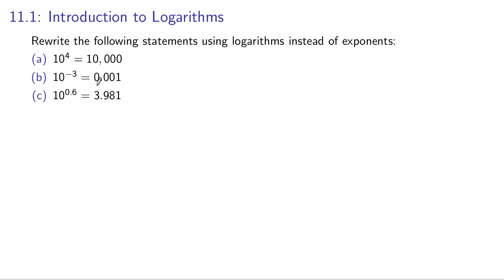So let's rewrite the following statements using logarithms instead of exponents. So instead of writing 10 to the 4th equals 10,000, let's write an equation that has to do with logarithms. So we could write this as, what power do we have to raise 10 to get 10,000? It would be 4 equals the logarithm of 10,000.